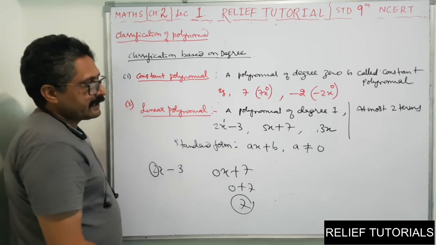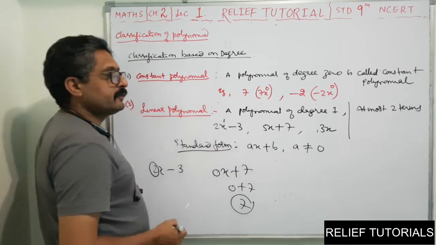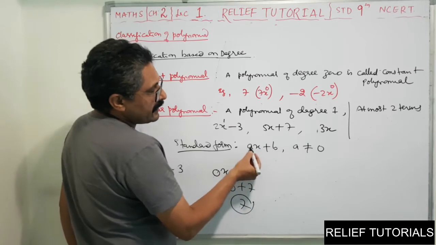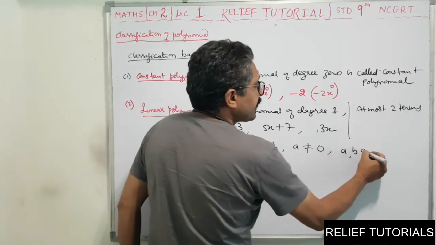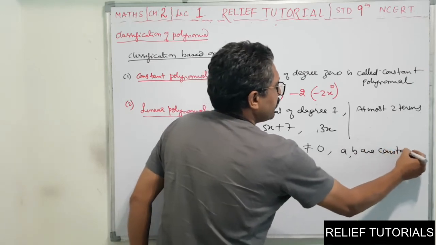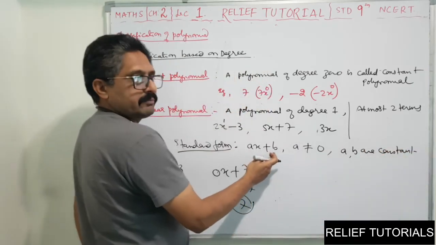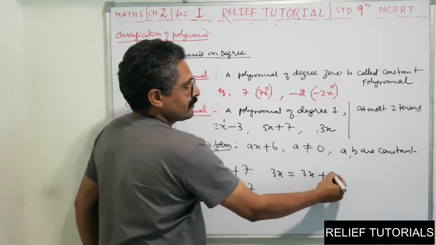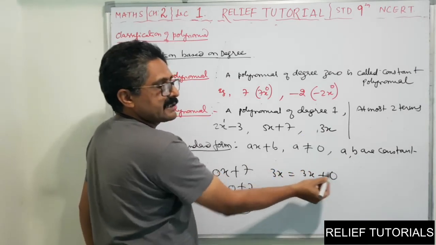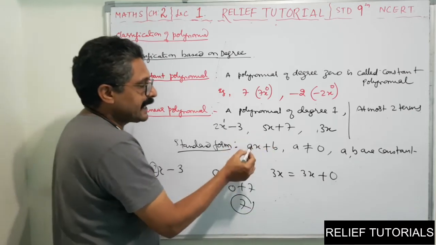Are you getting what I am telling? So the standard form of linear polynomial is ax plus b. Condition is that this a should not be equal to 0 and a and b are constant. B can be 0. See 3x, I can write this 3x as 3x plus 0. So a is equal to 3 and b is equal to 0. B can be 0 but a should not be 0.